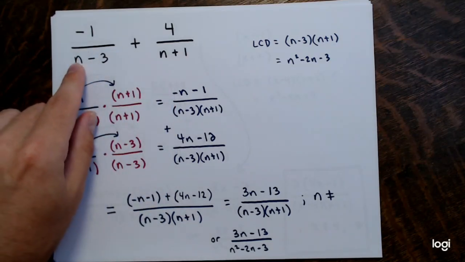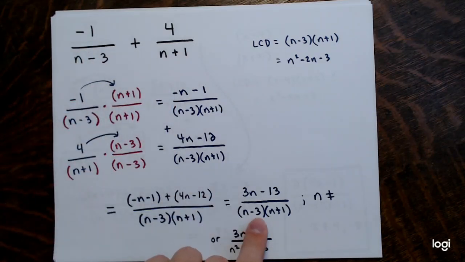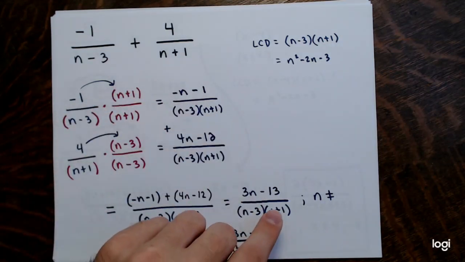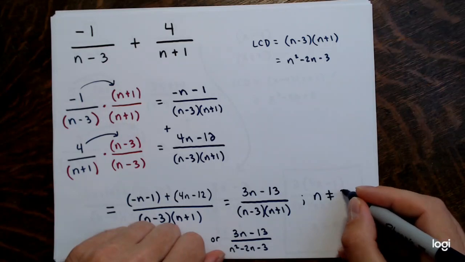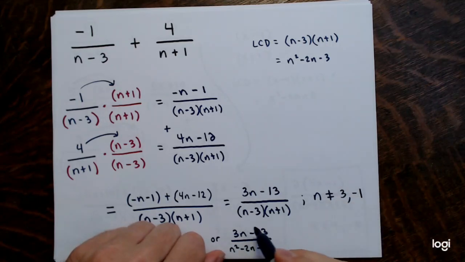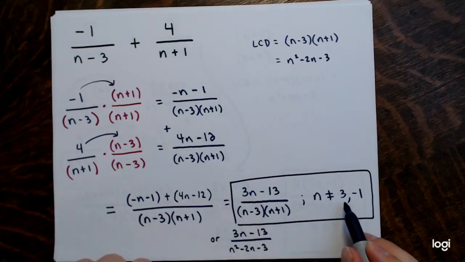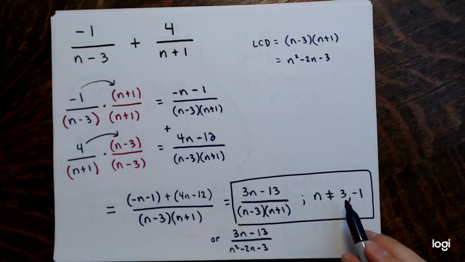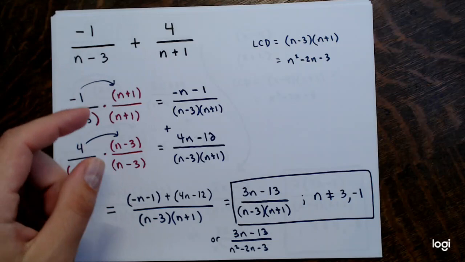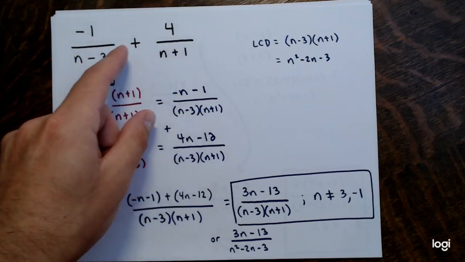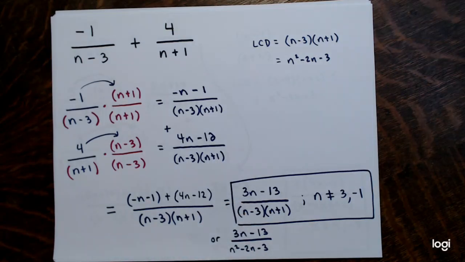Because if I replace n with 3, this denominator is 0, that denominator is 0. If I replace n with negative 1, this denominator is 0, that denominator is 0. You can't have denominators of 0. You can't divide by 0. So this is the correct response. This is the correct sum, as long as the value of n is not 3 or negative 1, right? But replace n with anything else and try it out. Replace n with 0, 5, 100, 1,000,000, whatever you want, and this plus this will be equal to this.